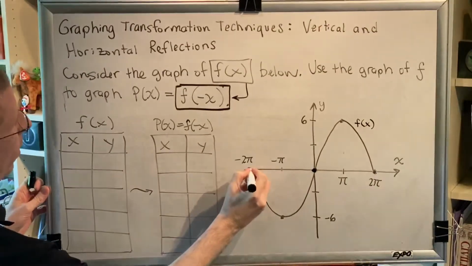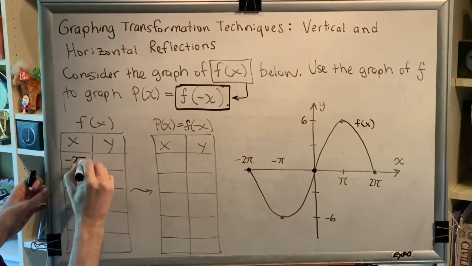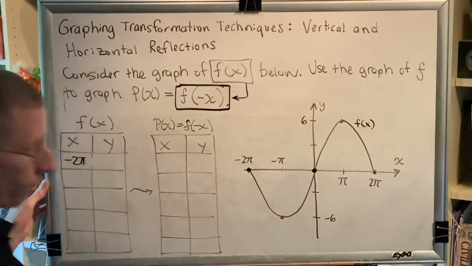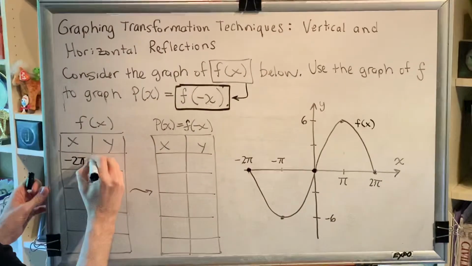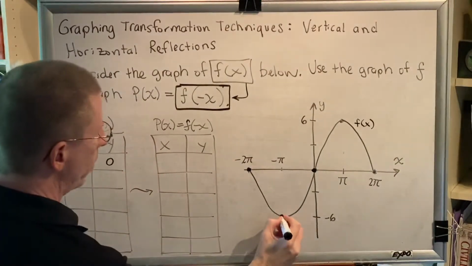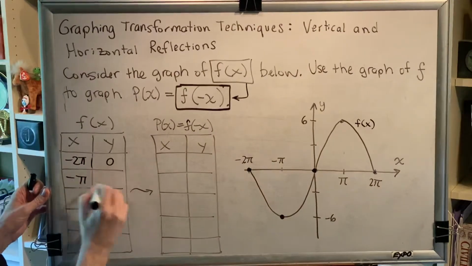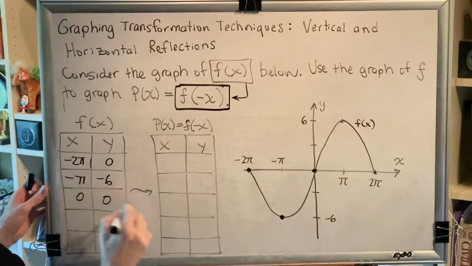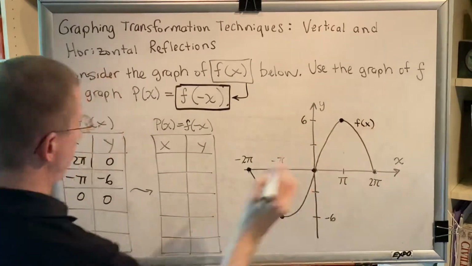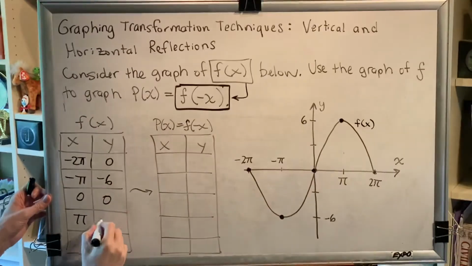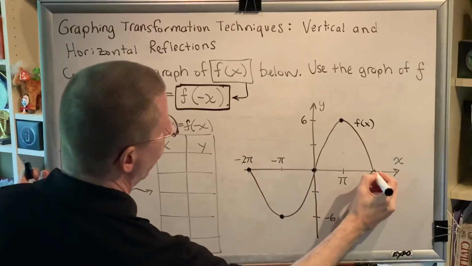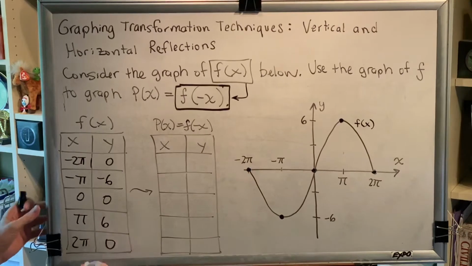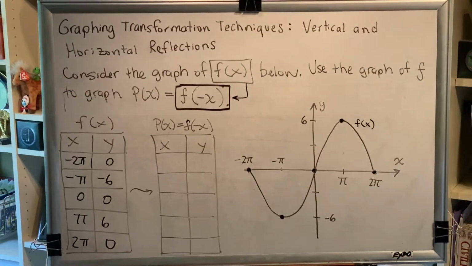So we have this point, which is negative 2 pi, comma 0. We have this point, which is negative pi, comma negative 6. We have this point, which is the origin, 0, 0. We have this point, which is pi, comma 6. And we have this point, which is 2 pi, comma 0. These are the coordinates we associate with f of x.